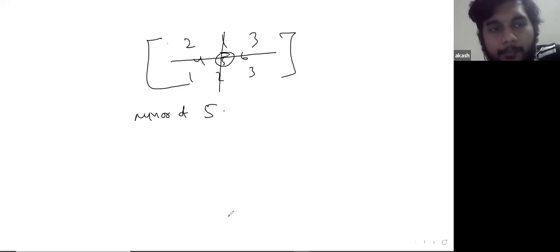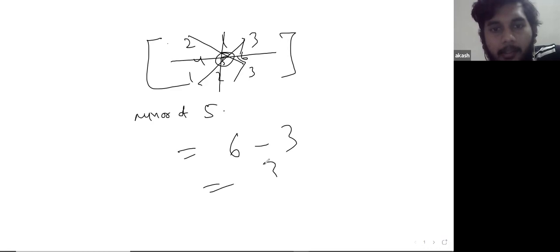Is it clear now? If they ask you to calculate the minor of 5, remove the column and row containing 5. Then multiply like this: 2 into 3, 6, minus 3. This is the answer. Okay, the minor of 5 is 3, right? Are we clear?